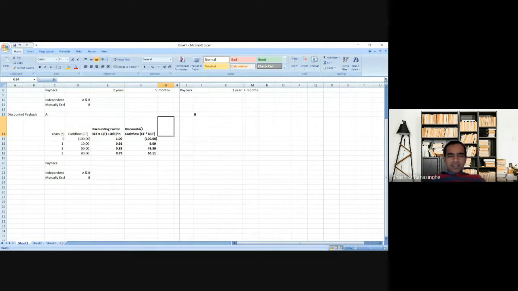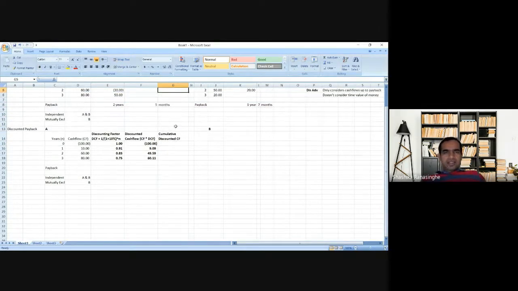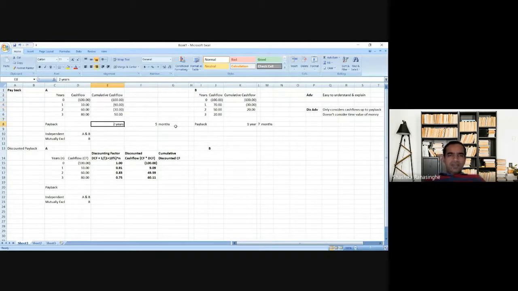The next step is to calculate cumulative discounted cash flows. Remember earlier we calculated cash flows, cumulative cash flows? Now the difference is to calculate cumulative discounted cash flows. End of year 0, you have negative 100. Then at the end of year 1, you have negative 100 plus 9. Likewise. Okay, so this is the only difference. You need to discount your cash flows. Other than that, everything is the same.